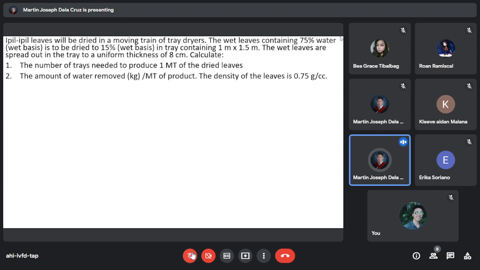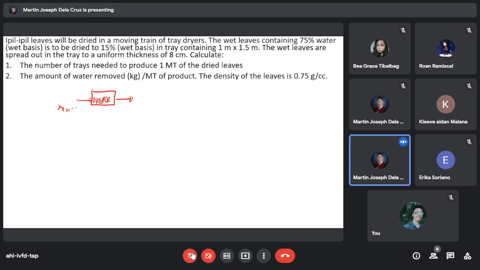So let's try to understand, okay? So I have here your dryer. It says here it's 75% water wet basis. So we don't need to convert this 75%, because when we use the overall material balance, class, it should be in wet basis. For constant rate period, falling rate period, it should be in dry basis, class. Okay, so I'm going to put here XH2O is equal to 0.75.